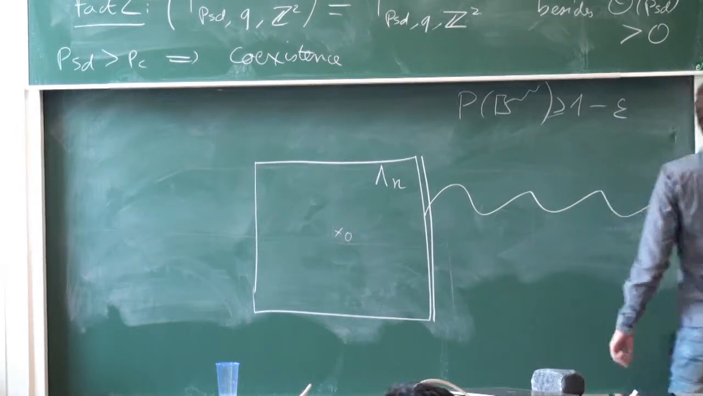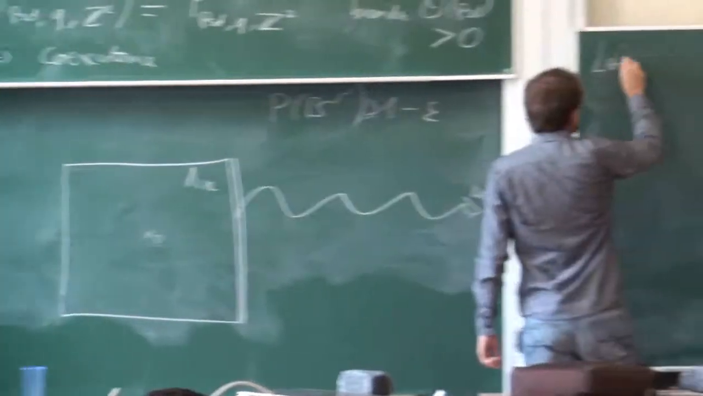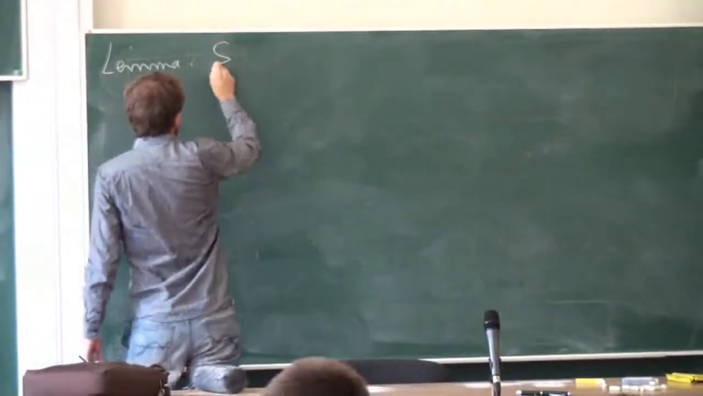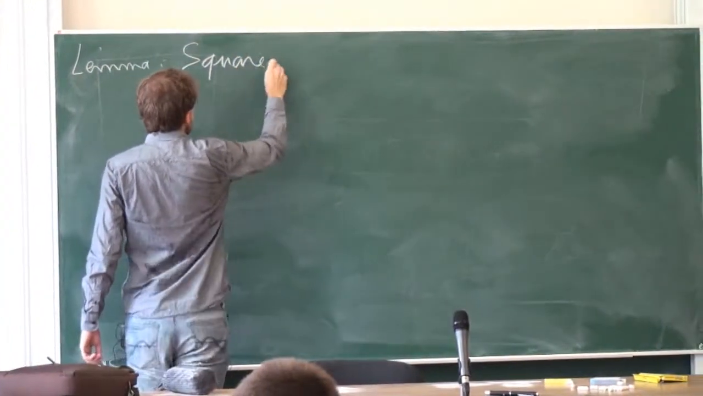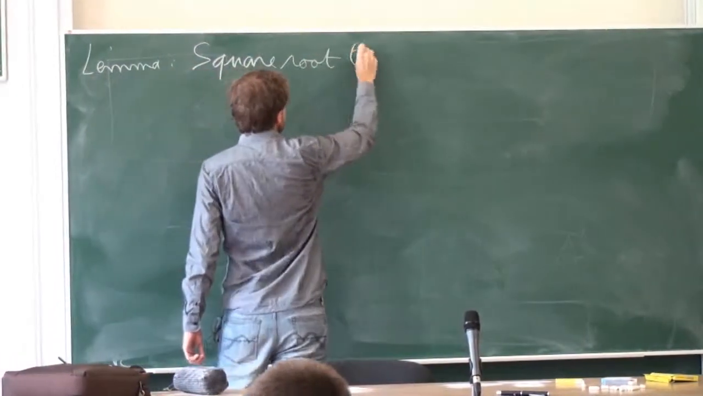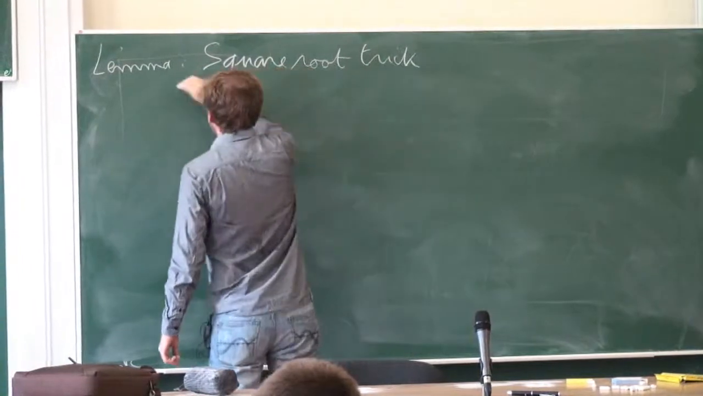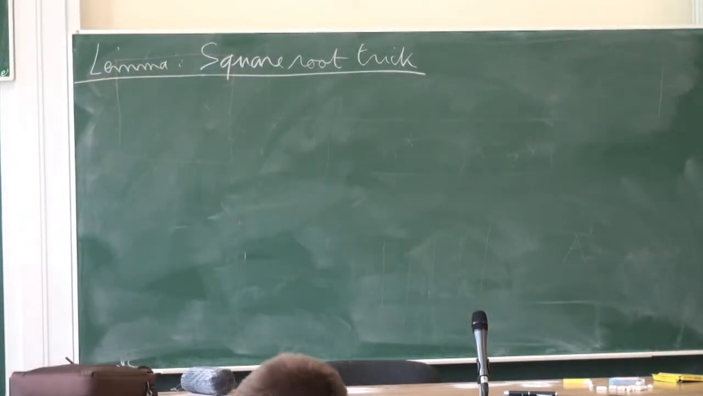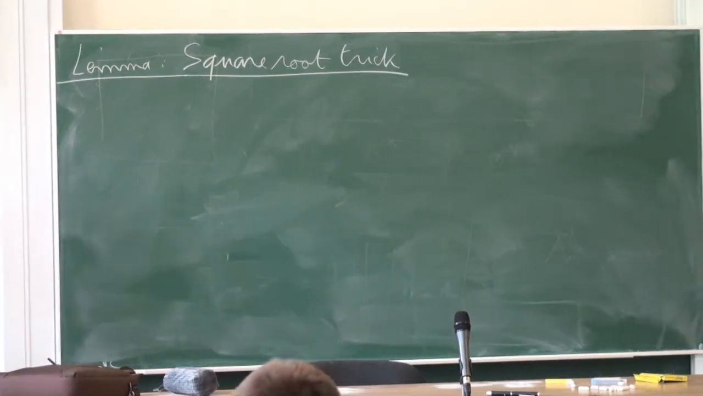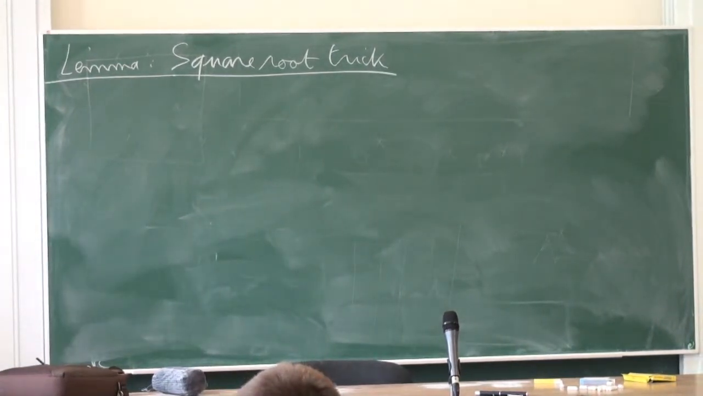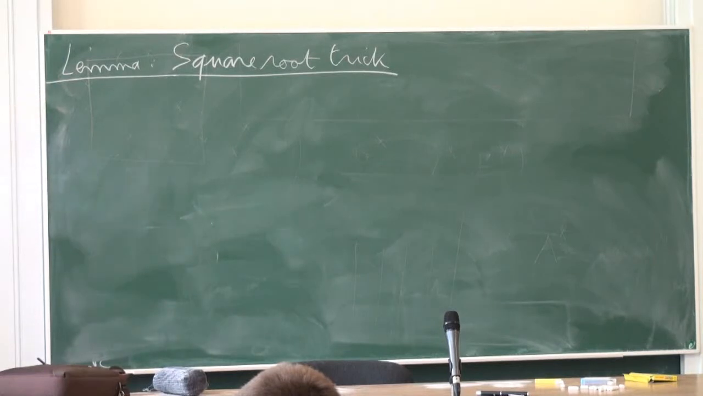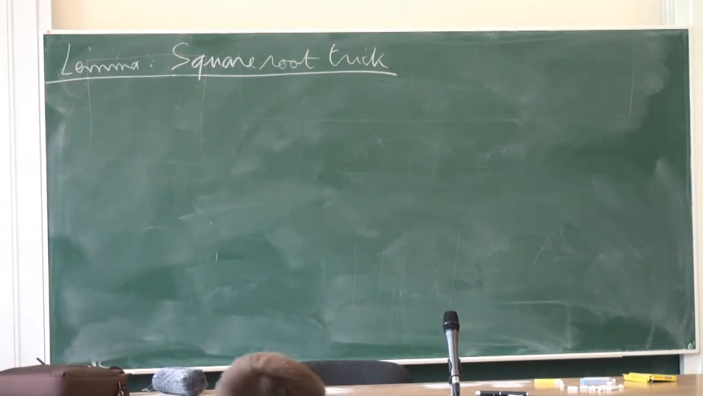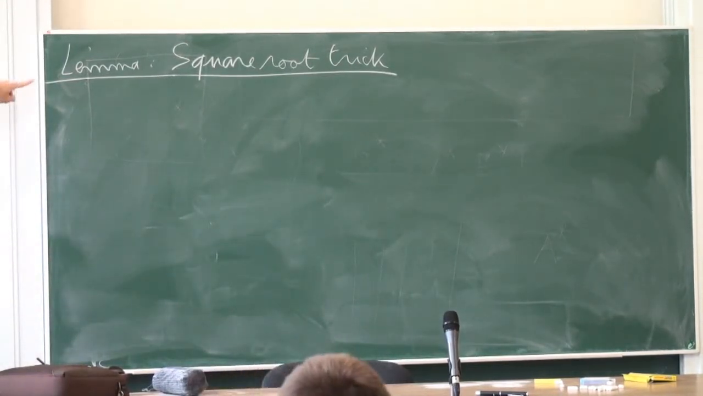So here it goes. The lemma is called the square root trick. If you want to remember one thing from the course of today, if you have to choose one thing, choose this lemma. Don't choose the story of the random cluster model, but remember this, because that will be useful in many other cases.